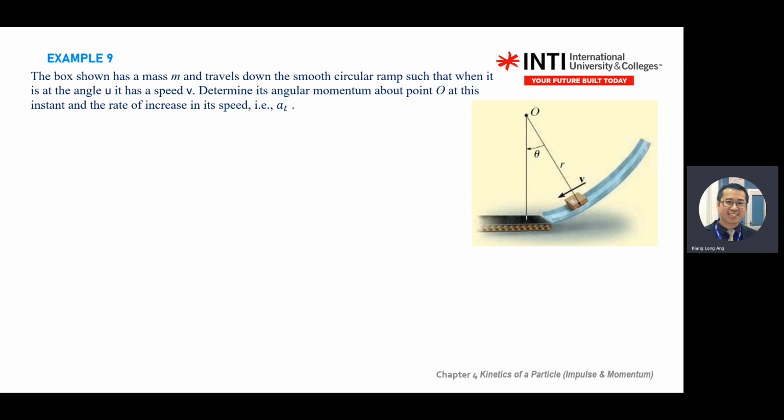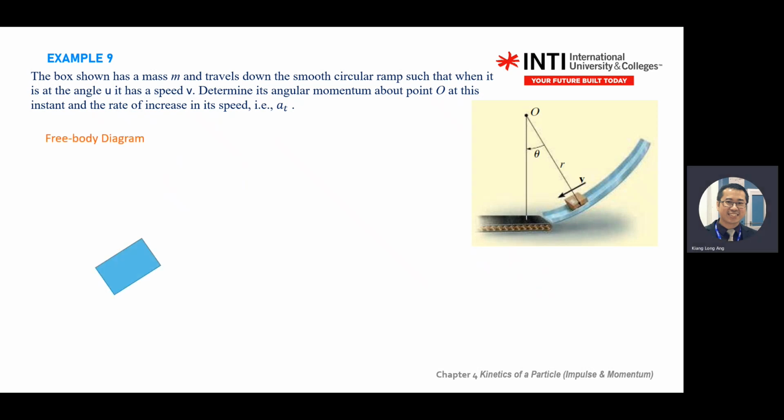So before you solve, you try to think what equation is related to this one. He asks you to find angular momentum. What is the angular momentum? Think of your right hand rule. It is R cross mv, or in the scalar form, R times mv. Okay. So in here, you look at the diagram, there's R given, M given, V given.